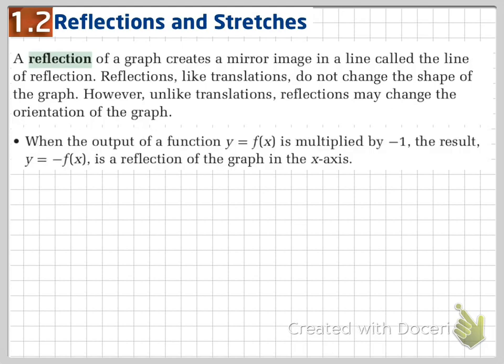When the output of a function y equals f at x is multiplied by -1, the result is going to be y is equal to the negative of f at x. This is going to be a reflection of the graph in the x-axis.